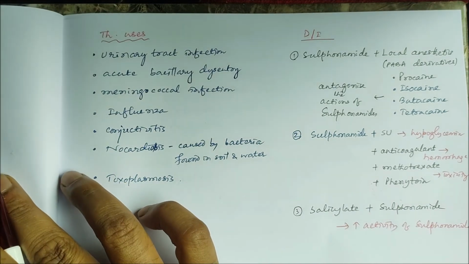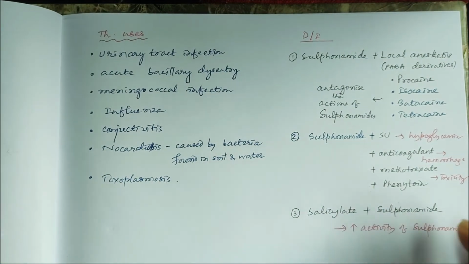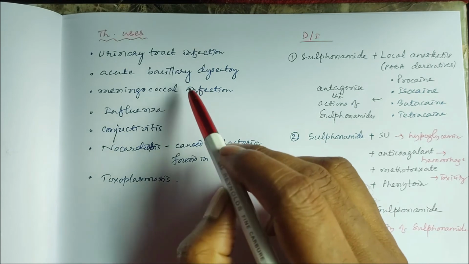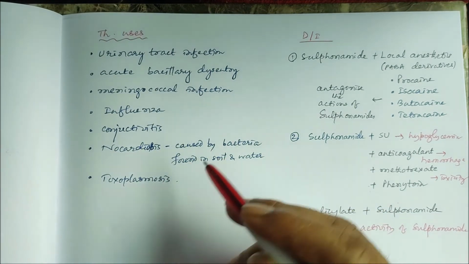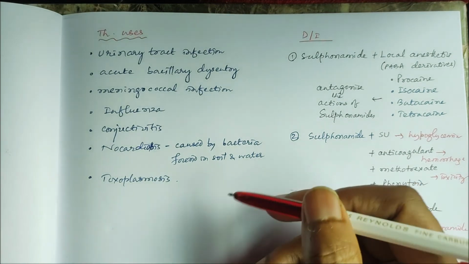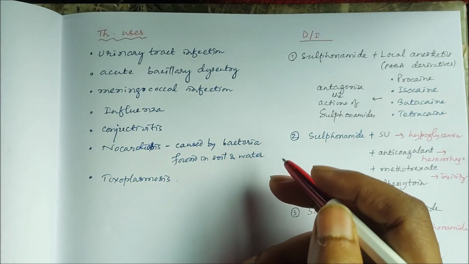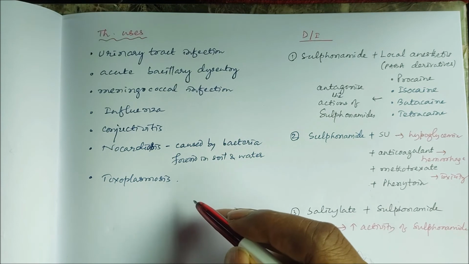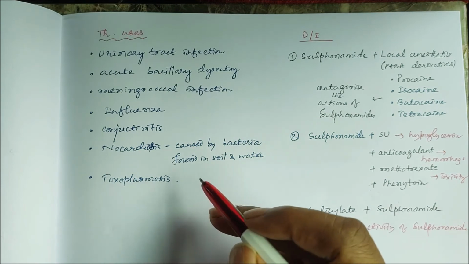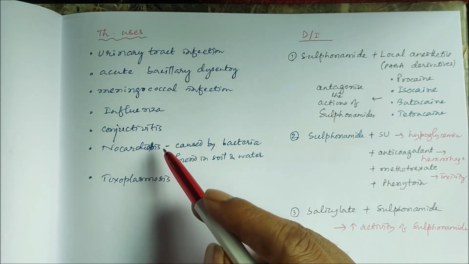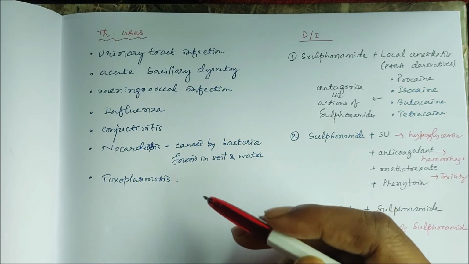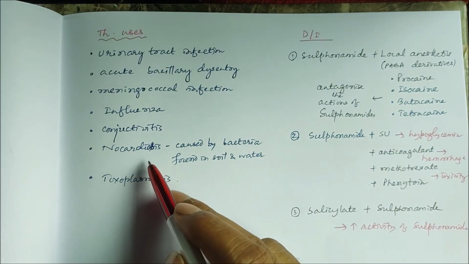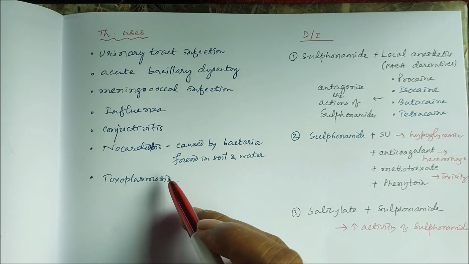And uses, if you see, sulfonamides can be used in urinary tract infection, acute bacillary dysentery, meningococcal infection, influenza, conjunctivitis, nocardiosis caused by bacteria found in soil and water, and toxoplasmosis. And this nocardiosis shows symptoms of TB and pneumonia. Sulfonamides can be used, but the drugs of choice are minocycline, moxifloxacin, tigecycline, etc.